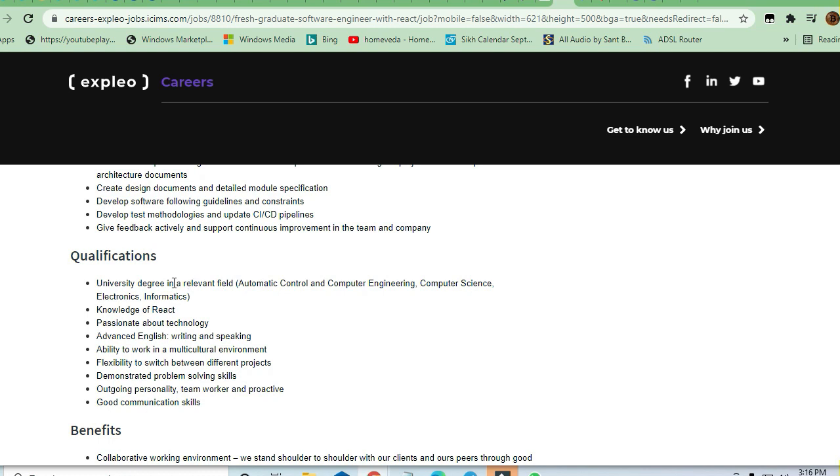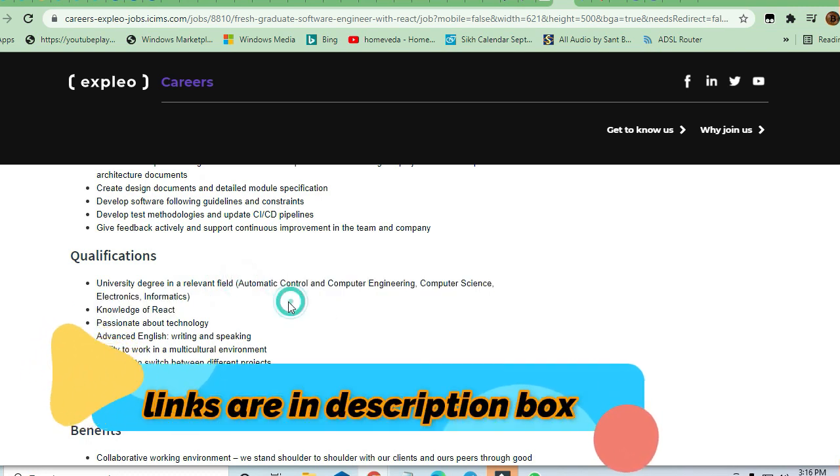So if you are a university graduate degree holder in automation control and computer engineering, or computer science, or electronics, or informatics, you are holding these degrees, so you can apply. Anyone holding any one of the degrees can apply.